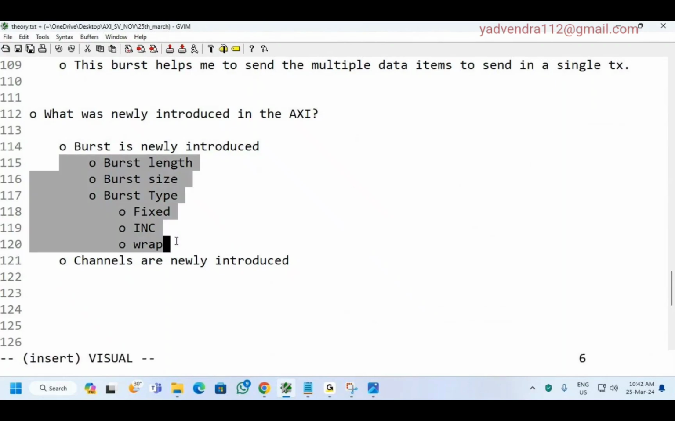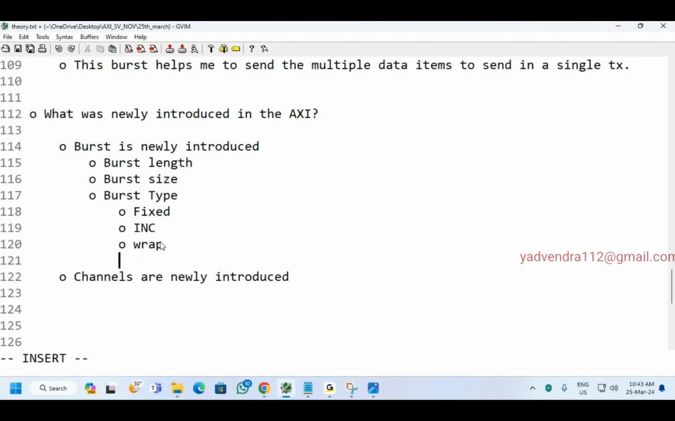So if you see, these are the three new things that were introduced in the AXI. This was not there in the APB. Next, channels were not there in the APB. Channels were newly introduced in the AXI.